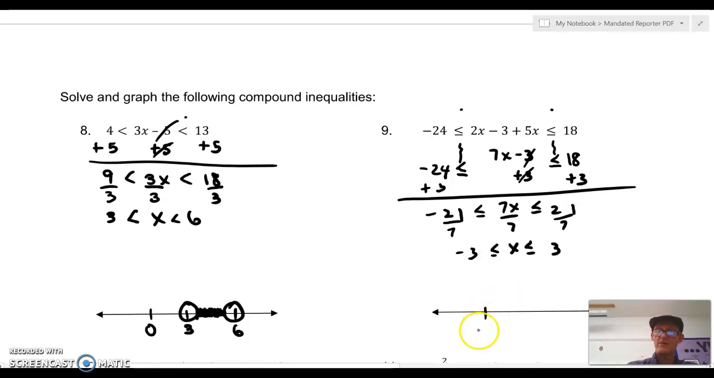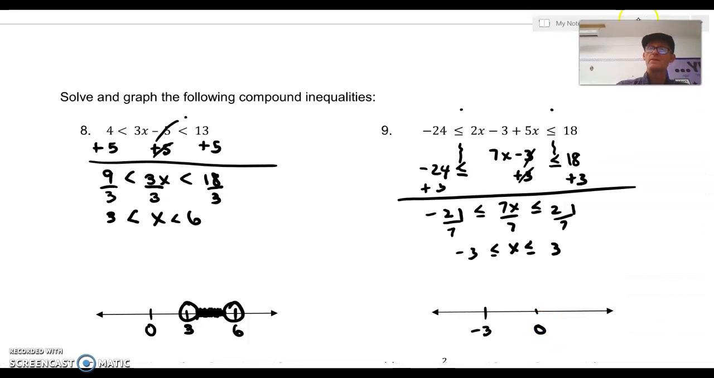Well, that's not too bad of a graph. Here's negative 3. 0 is probably in the middle. And positive 3 is the same distance, so I'm going to circle both of those, fill both of those in, and fill in between. X is less than or equal to 3 and greater than or equal to negative 3.